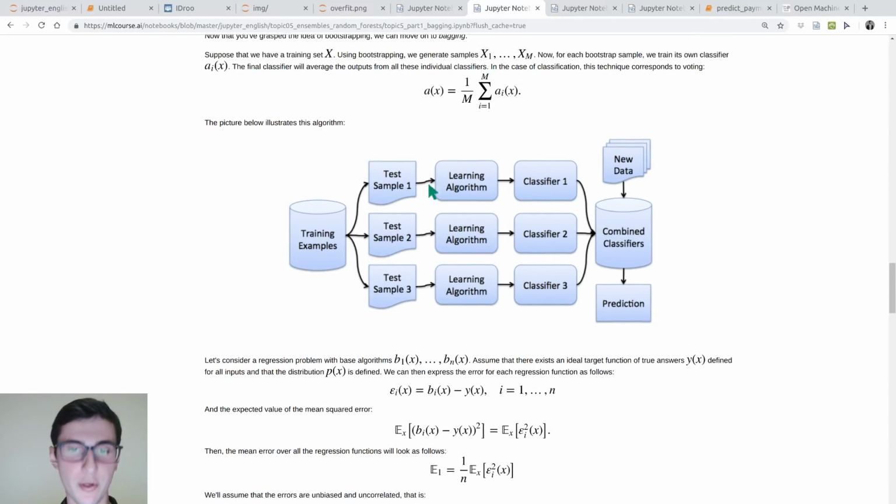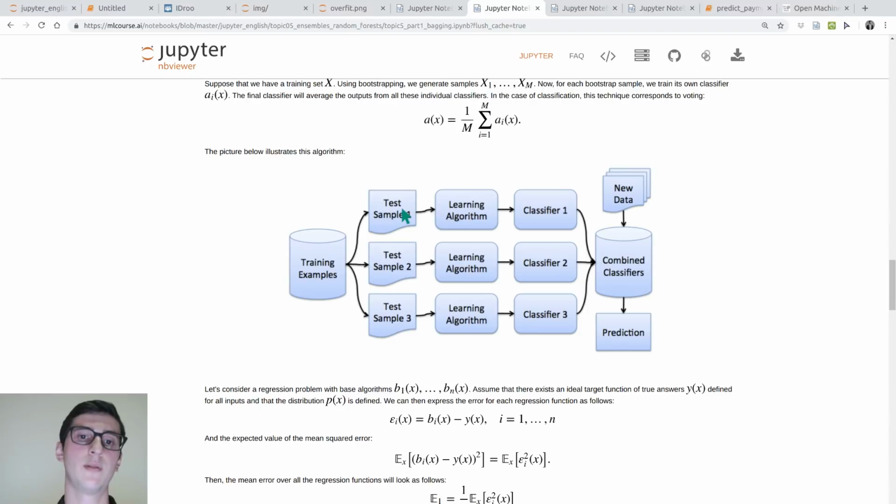Returning to this picture, each of these samples has about, sometimes it's rounded to 2/3, so around 2/3 of initial instances are here, and we just assess the quality on the outer 1/3, which is not in this sample. You see we train all these algorithms, and we can quickly check their quality.